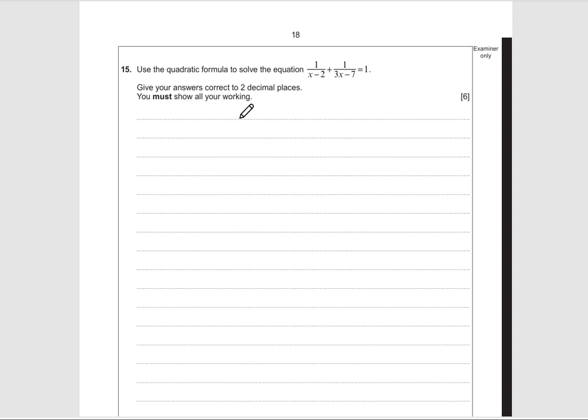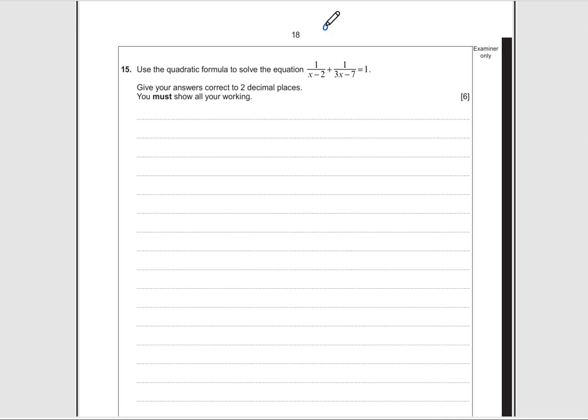Question 15. Use the quadratic formula to solve the equation 1 over x minus 2 plus 1 over 3x minus 7 is equal to 1. Okay, so obviously in order to use the quadratic formula, we're going to have it in the form ax squared plus bx plus c. So let's just rewrite it here.